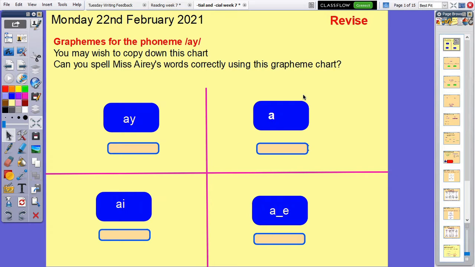Okay, what I'd like you to do in a moment is copy down this grid which has the graphemes for the phoneme A. So we're looking at the A sound and the different graphemes that spell that sound. So if you could pause the video and quickly copy this down. It doesn't have to be really neat, just make sure you've got the 4 graphemes written down.